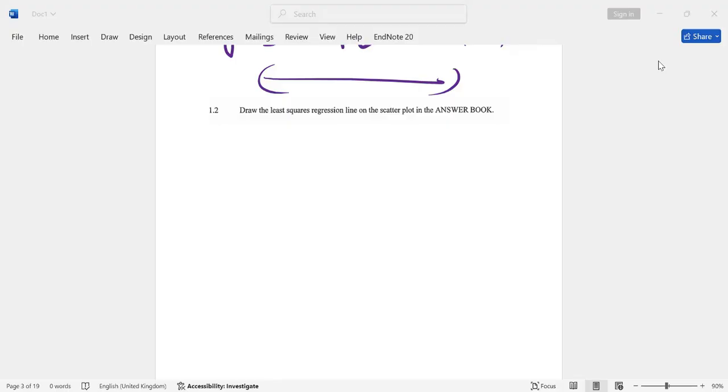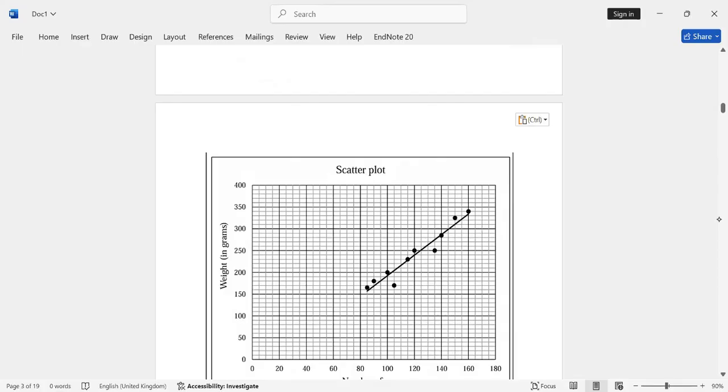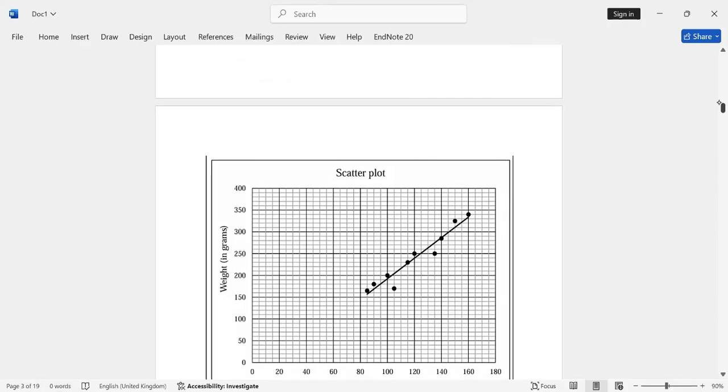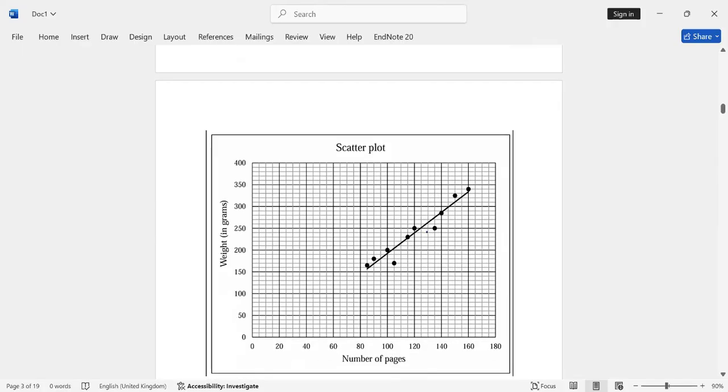The next question is 1.2: Draw the least squares regression line on the scatter plot in the answer book. We just need to redraw the graph. We have the scatter graph given in the question, and you need to draw the straight line. Some of these points are off the straight line.